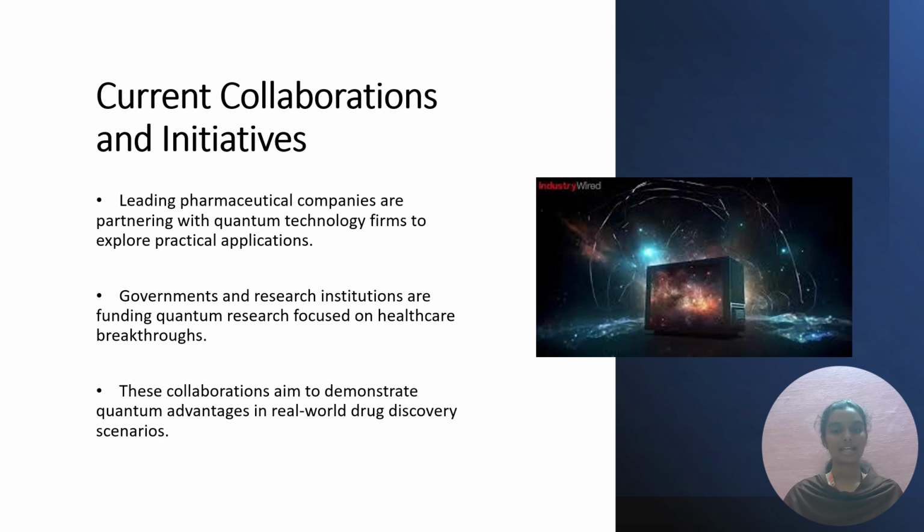Governments and research institutions are funding quantum research focused on healthcare breakthroughs. These collaborations aim to demonstrate quantum advantages in real world drug discovery scenarios. Government initiatives in countries like the US, Germany, and India are supporting these efforts through national quantum missions and funding programs.